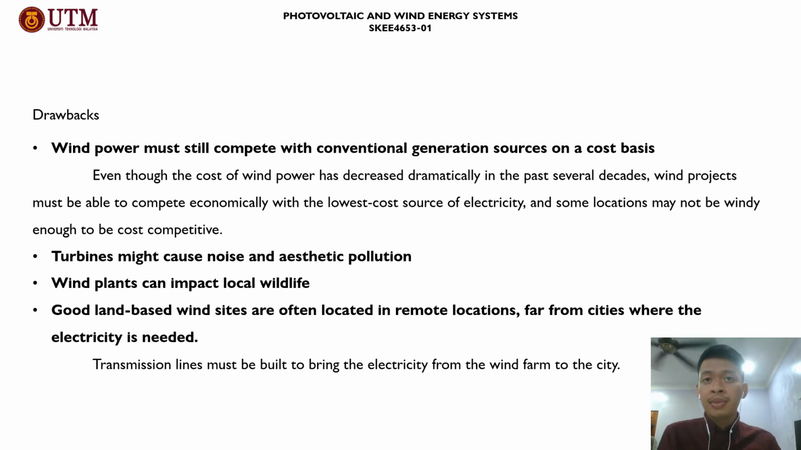Next, good land-based wind sites are often located in remote locations, far from cities where the electricity is needed. Transmission lines must be built to bring the electricity from the wind farm to the city. However, building just a few already proposed transmission lines could significantly reduce the cost of expanding wind energy. So, that's all for the drawbacks of wind energy systems.